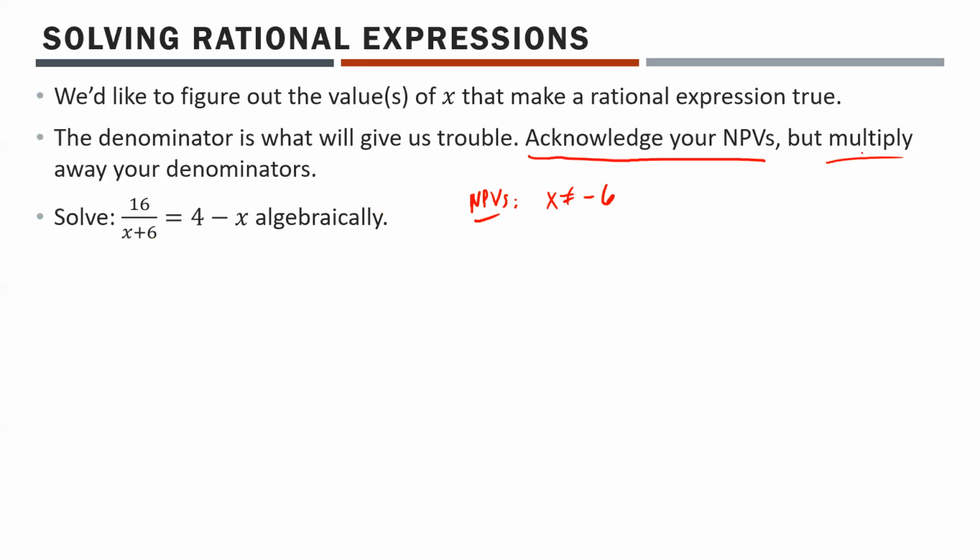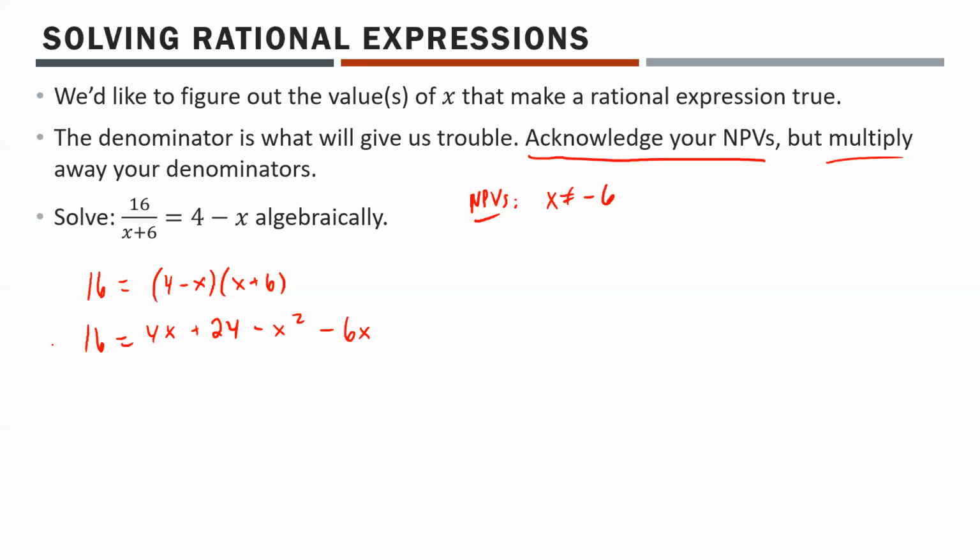Next step, of course, multiply away your denominator. So it's times by x plus 6 on both sides. The left side's easy. If you times by x plus 6, you're just left with 16. The right side, however, is tougher. It's going to be 4 minus x times x plus 6. So you need a little bit of the FOIL process to actually get this to work. Let's do that. 16 equals 4 times x is 4x. 4 times 6 is 24. Negative x times x is negative x squared. And then negative x times positive 6 is minus 6x.